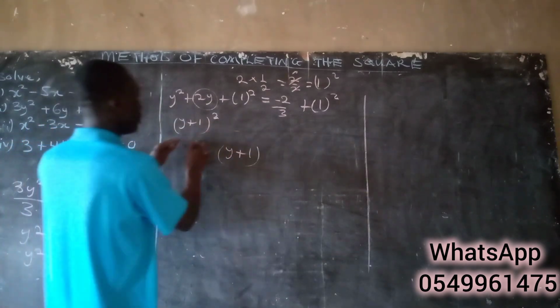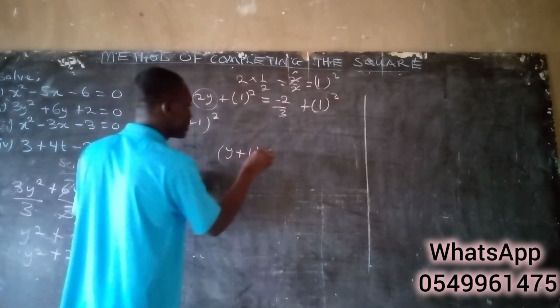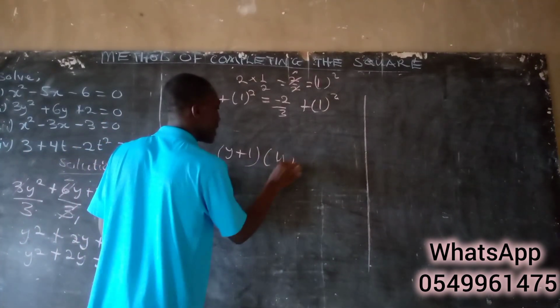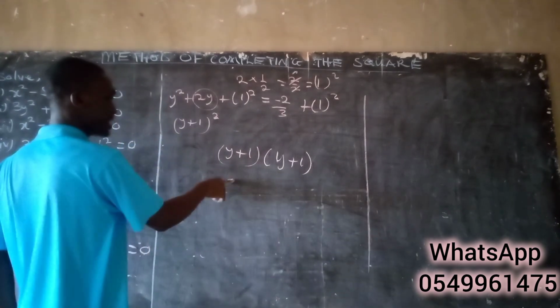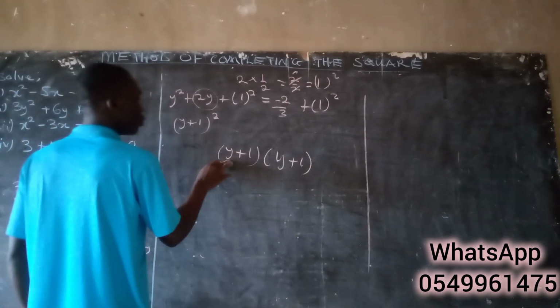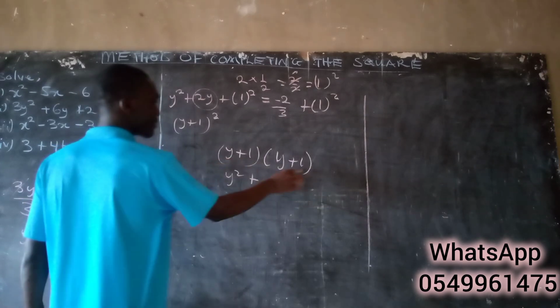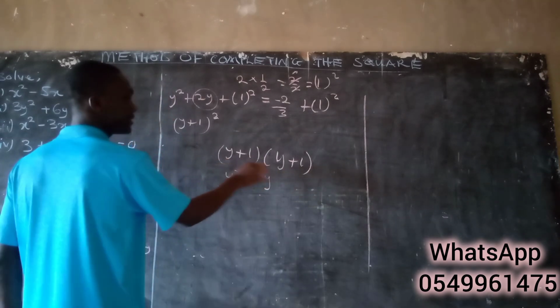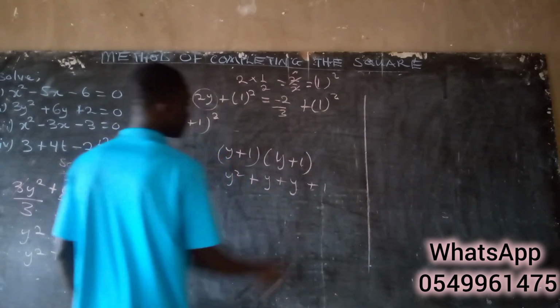What this means is that this y plus 1 is multiplying itself. So y plus 1 times y plus 1. Let's expand this. We have y times y giving us y squared, plus y times 1 giving us y, 1 times y giving us y, and 1 times 1 giving us 1.